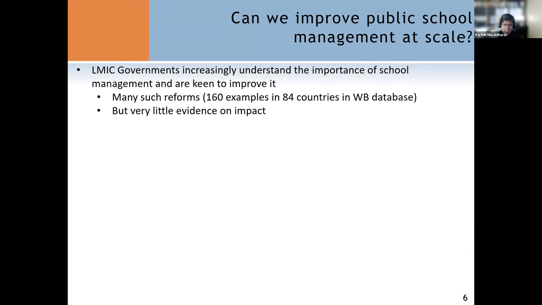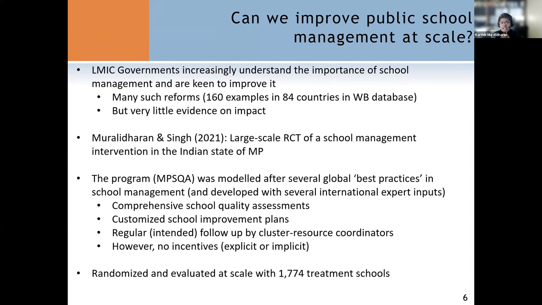In this paper, joint with Abhijit Singh at the Stockholm School of Economics, we run a large-scale RCT of a school management intervention in the Indian state of Madhya Pradesh, which is, again, a little over 70 million people. The program is called the MP School Quality Assessment Program, and it was modeled after several global best practices in school management. In a way, it's an exemplar of a donor-funded aid project. The government of MP was very keen on improving school management. They approached what was then DFID, now FCDO, and I've presented this to FCDO. Full credit to them, they're happy to get bad news.